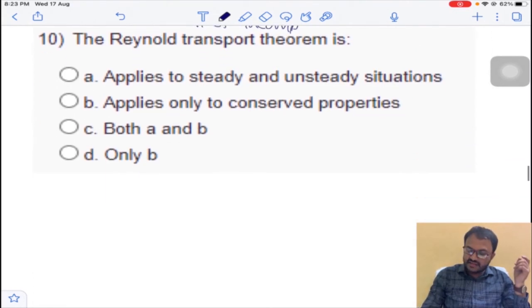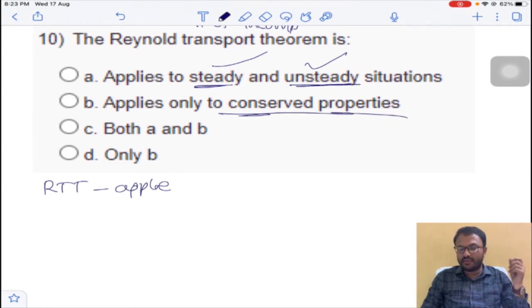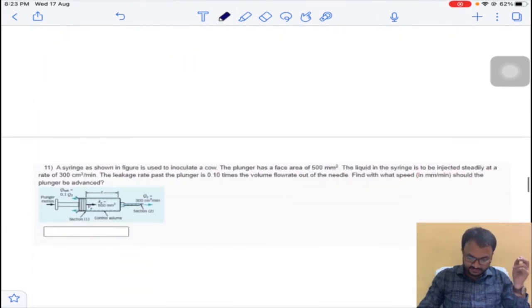Now, Reynolds transport theorem, that is RTT, applies to steady flow. Yes, it is applicable for steady flow. It is applicable for unsteady flow, and it is applied to conserved properties. So both A and B are correct. So these are all theory questions.